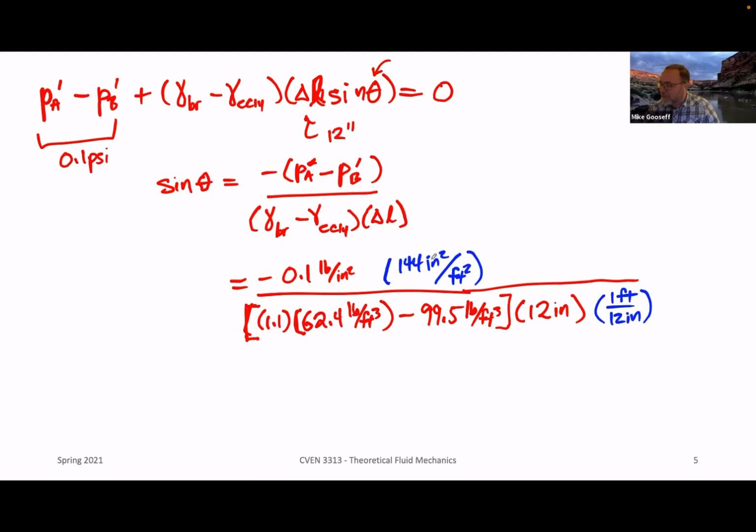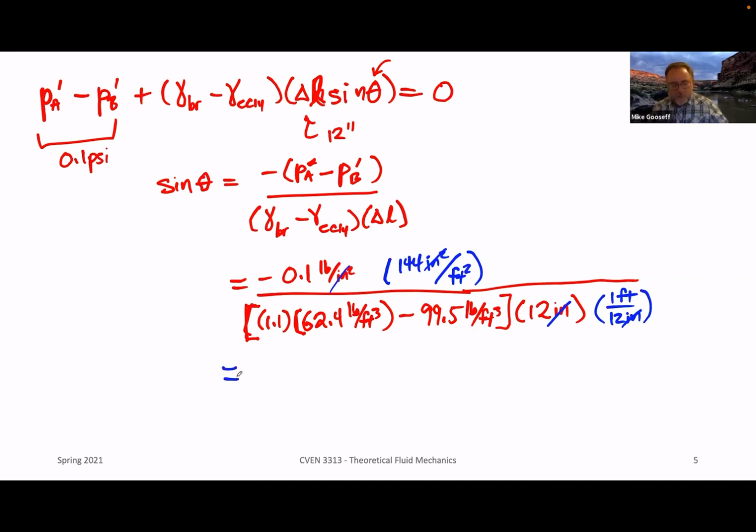So what that's going to let me do is cancel those units so that I end up with feet squared in the denominator. And then this inch and this inch will cancel so that when I work this out in pounds per cubic foot, I multiply by a foot, and I'll end up with pounds per square foot. Okay, so this should all work out if I just keep working here.